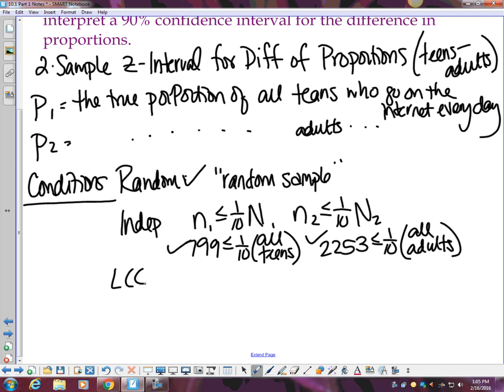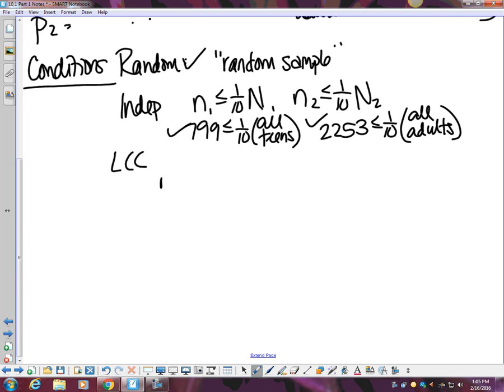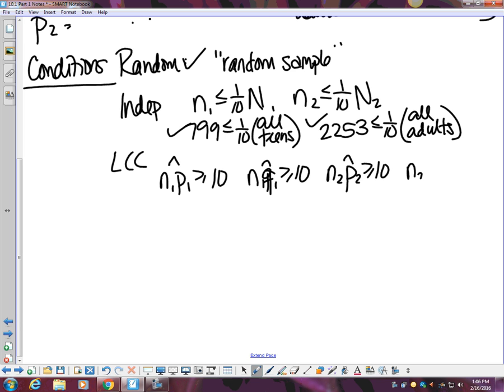And the large counts condition. Do these get hats or no? They do. Because all of the information that they gave us are sample information. Whew. It's hard to talk while you're writing those out. Okay. And then our numbers.